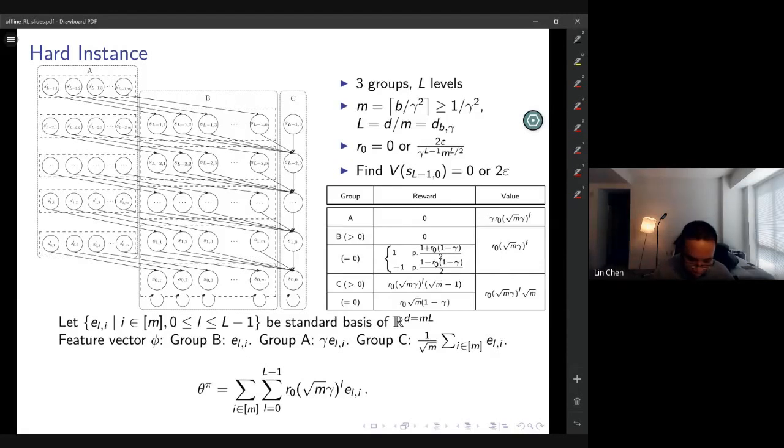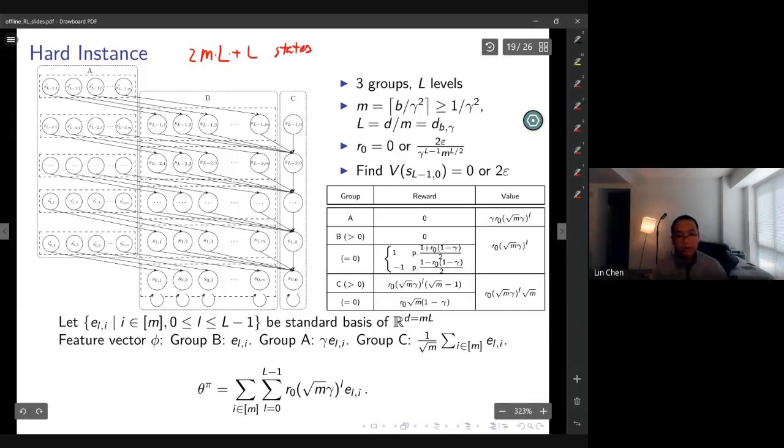So we have m times L times 2 plus L states here, and they are divided into 3 groups. And n is an integer we will determine later. And in group A, we have m times L states.